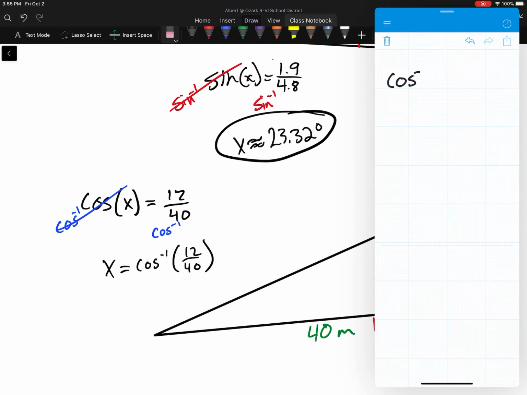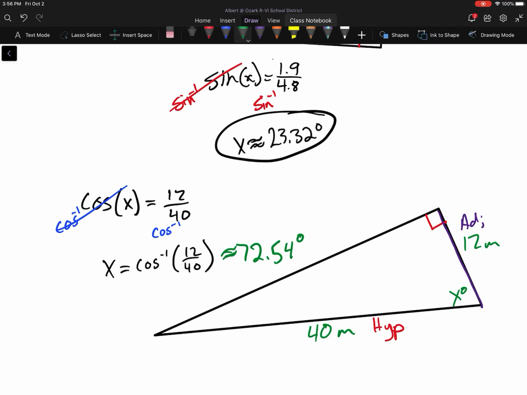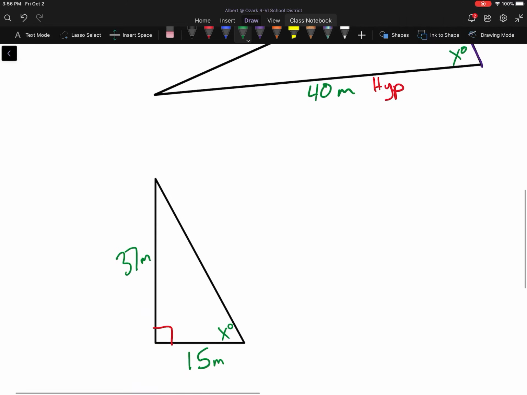So we'll do the inverse cosine of 12/40, making sure our calculators are in degree mode. And we get 72.54 degrees for that one. Again, that's an estimate because we know that it's rounded.